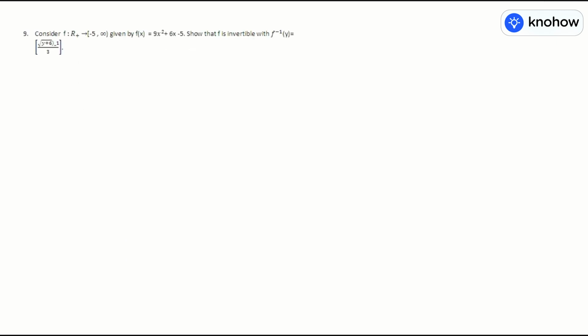Now this is a very good question. Consider f from R+, that is the set of non-negative real numbers, to the set [-5, infinity). Of course, on the infinity side it is not closed. Given by f(x) = 9x² + 6x - 5, show that f is invertible. What do you want to prove for invertible? That is one-one, onto, and hence find f inverse also.